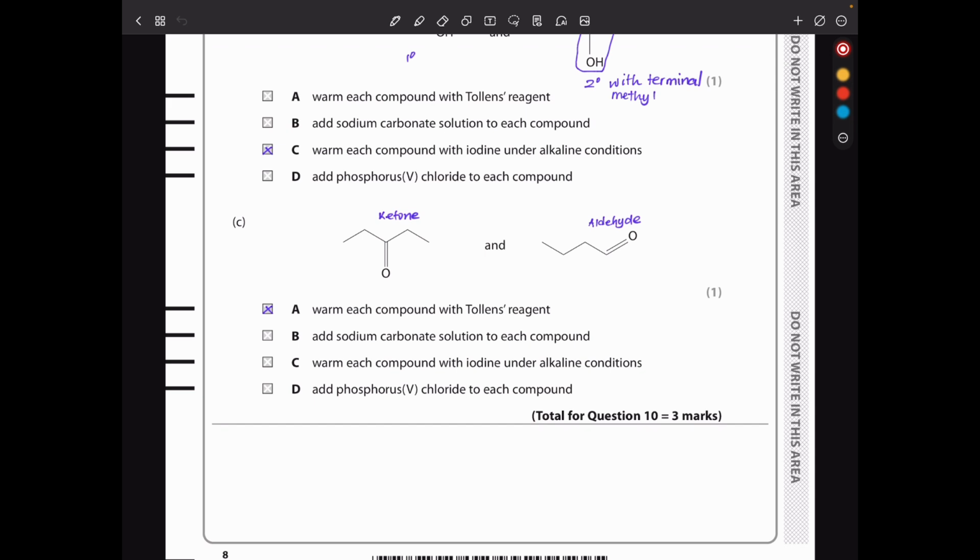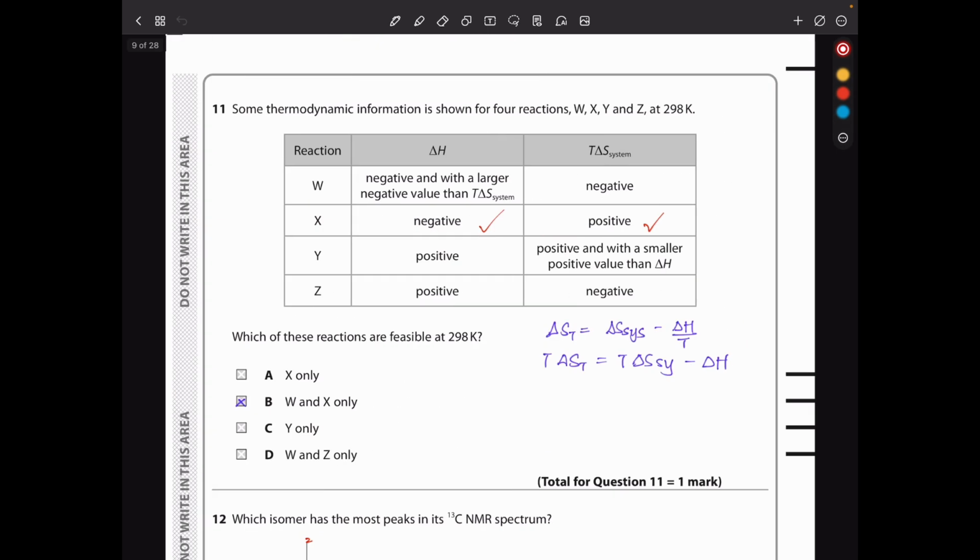And here we have a ketone and an aldehyde. Here we can use Tollens reagent because this is going to give us a positive result, but there will be no observable change here. So the answer is warm each compound with Tollens reagent. Here we will see a silver mirror and there will be no change here.